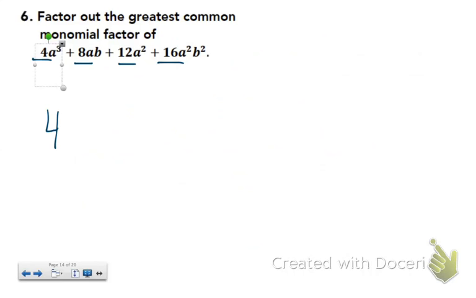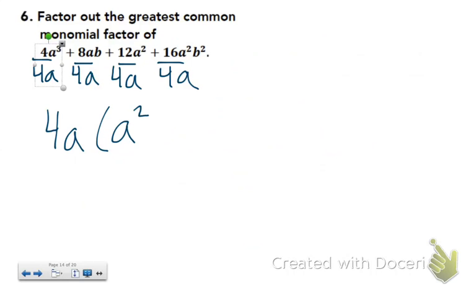So a cubed, ab, a squared, b squared. So a is the next biggest thing that will go in. So then I'm just going to divide everything by 4a to figure out what's left. 4 divided by 4 is 1, a cubed divided by a is a squared, 8 divided by 4 is 2, a divided by a is 1, and b is left over.